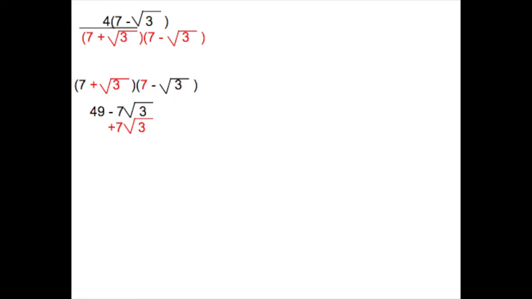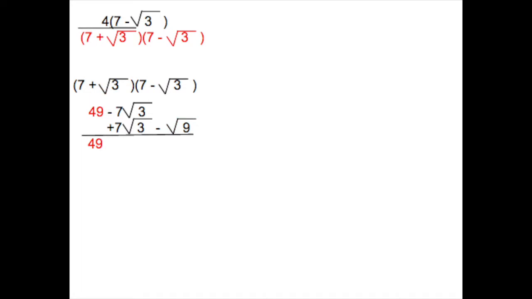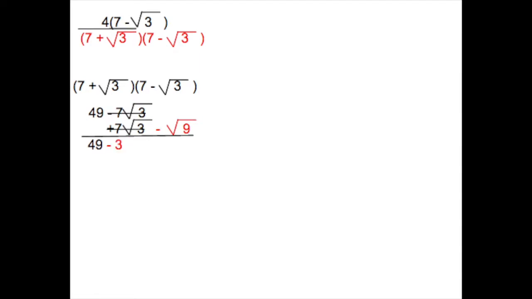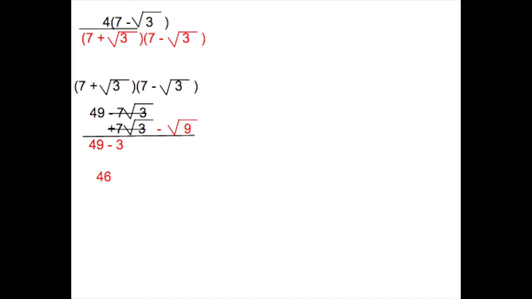Next, we will multiply a positive square root of 3 times 7, which is a positive 7 times the square root of 3. Lastly, we will multiply a positive square root of 3 times a negative square root of 3, which will be a negative square root of 9. Now we can do a little simplifying. 49 will stay as 49 for the time being. A negative 7 times the square root of 3 and a positive 7 times the square root of 3 cancel one another out. And minus the square root of 9, well, the square root of 9 is 3. So this simplifies to minus 3. And of course, 49 minus 3 is 46.